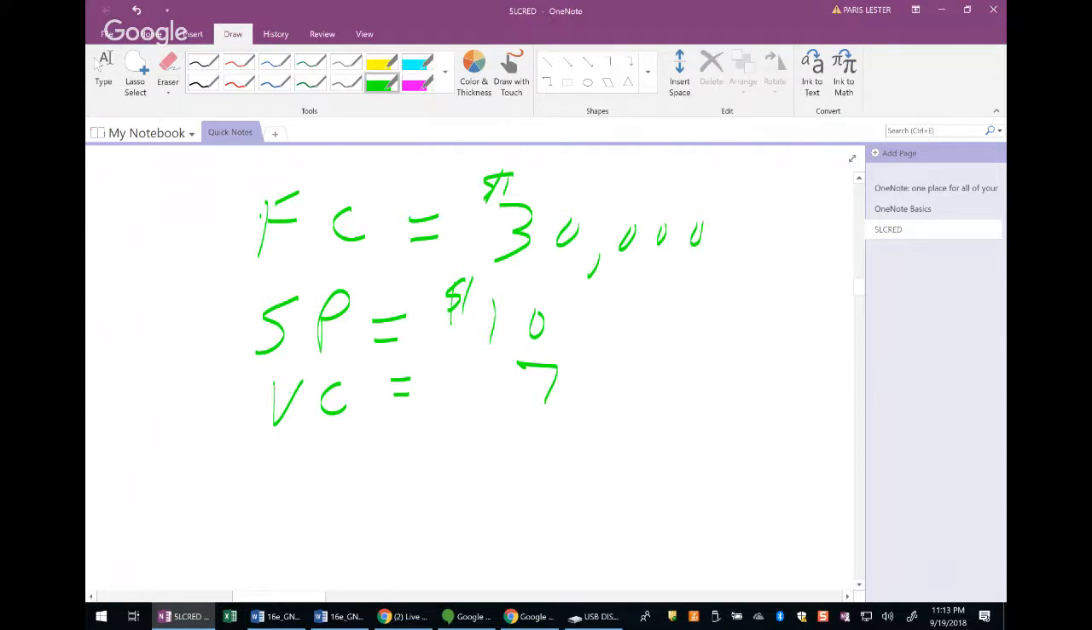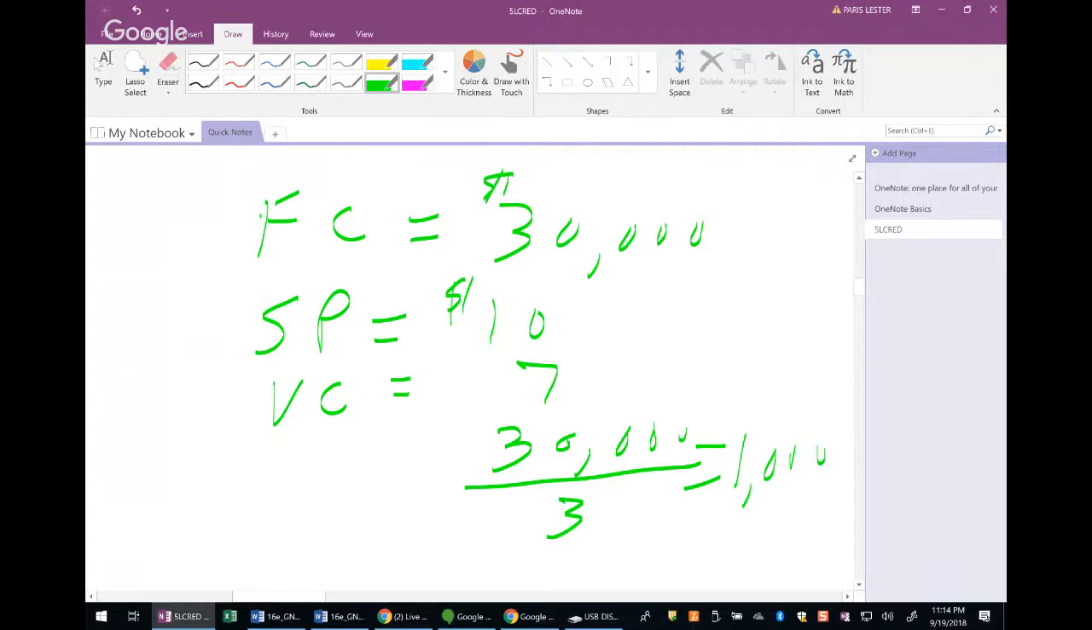How many units do you have to sell? Is it 1,000? What is it? All right, if you use that formula, it's 30,000 divided by 3. 10 minus 7 is 3. And that's how many?